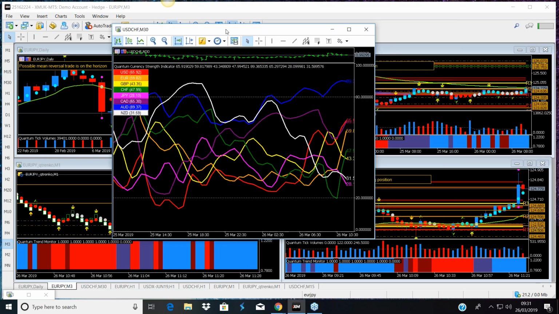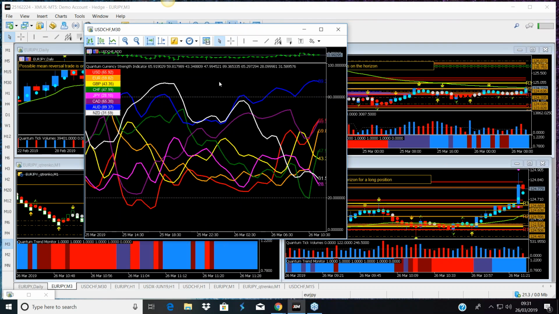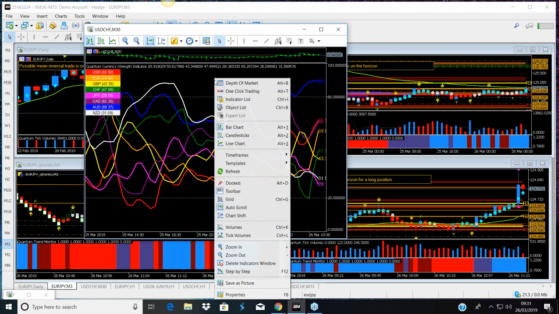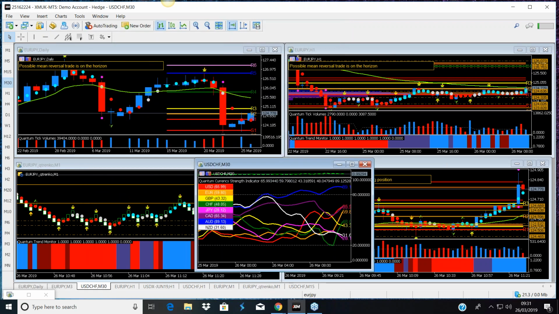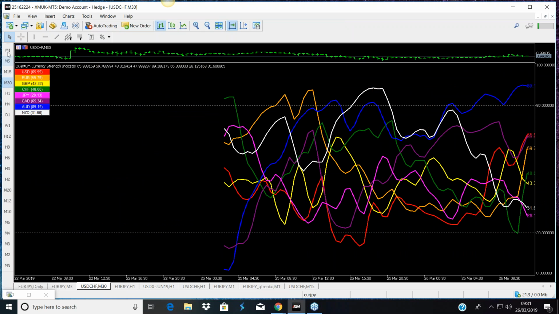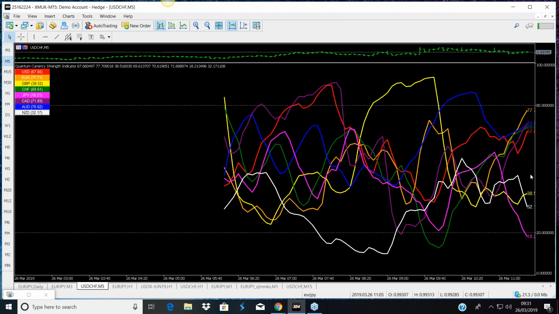Looking at the CSI, this is on the 30. We do have some divergence on the 30. Let's just undock it for a second, and let's go on to the 5-minute chart and see what's happened here. Yes, and that's what we're seeing. This is the strength of the euro, and we can see the yen falling.